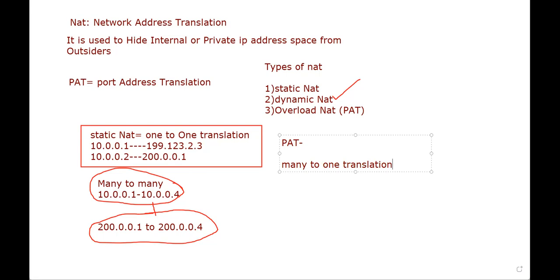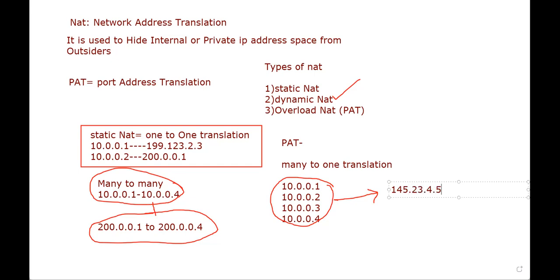Extended version, like PAT, is many to one, which means you are pinging with 10.0.0.1, 10.0.0.2, 10.0.0.3, 10.0.0.5, 10.0.0.4, and all the IPs are translated into only one IP, any one IP, like 145.234.5. So if your IPs are changed one to one, then you can say it is a static NAT. Many to many, list to list change, is dynamic NAT, and many to one translation, which is nowadays used, is PAT, that is your overload NAT, whose name is PAT.